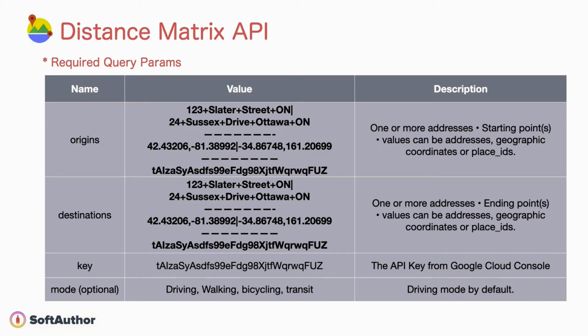The transportation mode determines the length of the travel distance and duration. The value of this will be one of these options: driving, walking, bicycling, and transit. This is optional in the sense that if you do not specify it in the URL, the default mode will be set to driving.